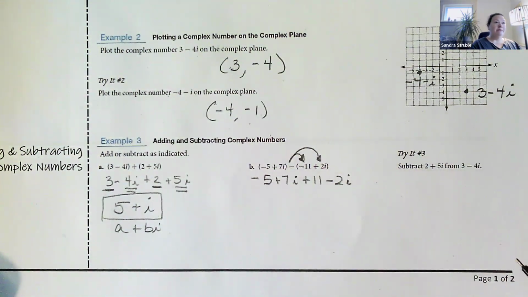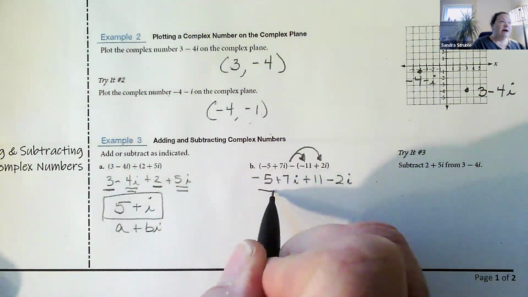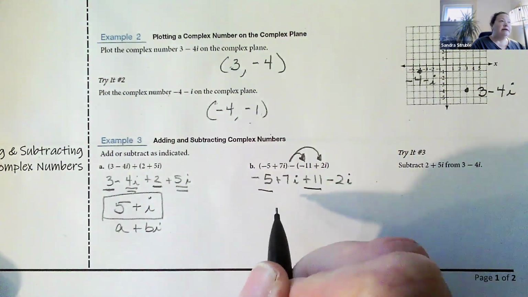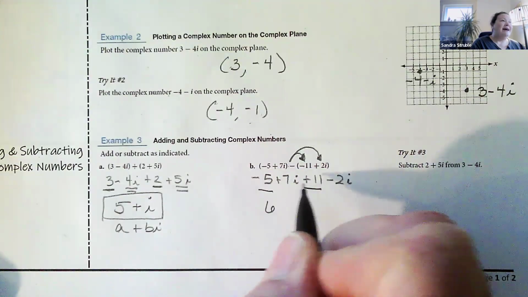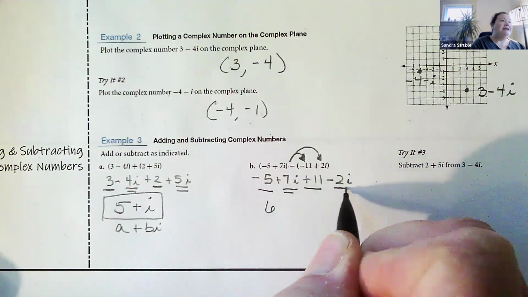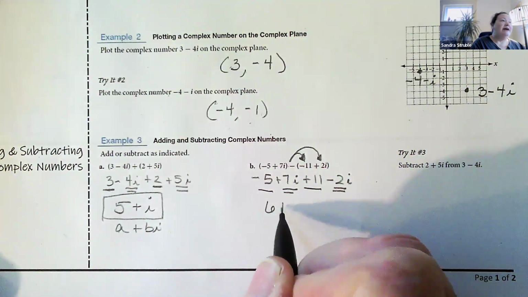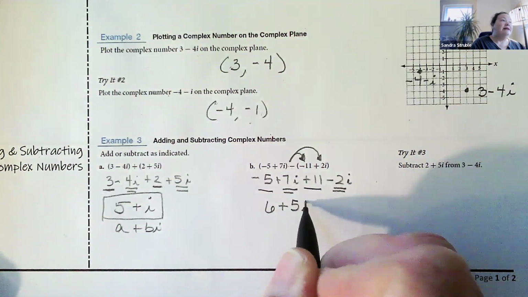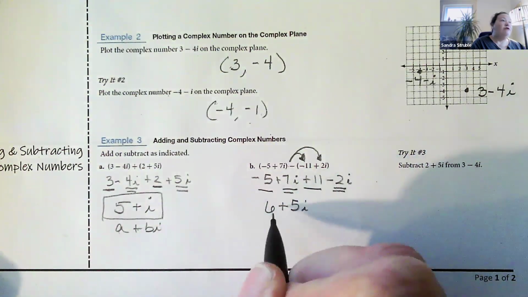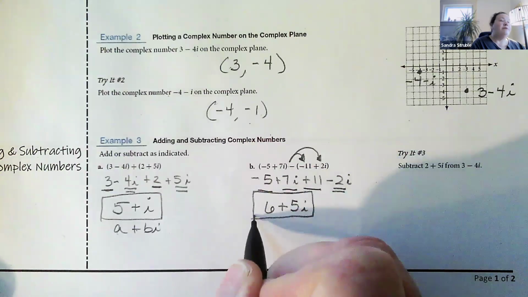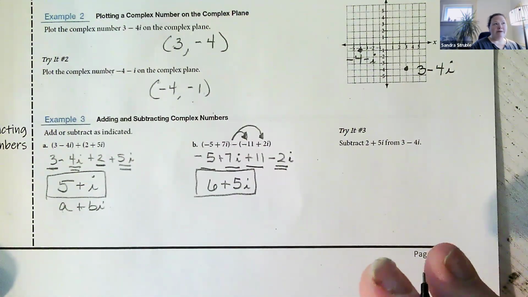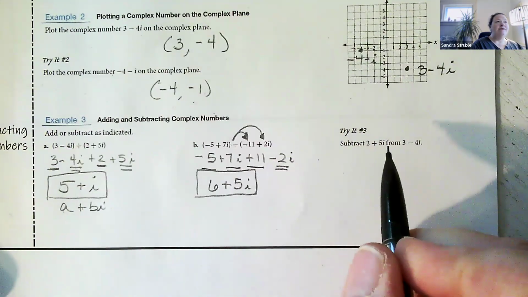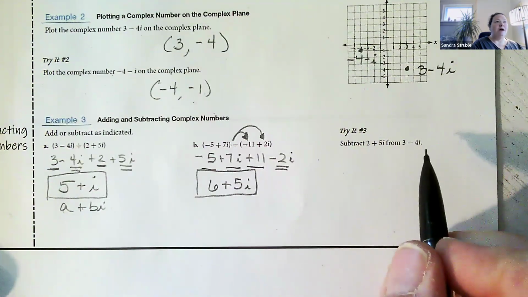All right, now let's just combine our like terms. Negative 5 plus 11 is 6, yeah, 6, sorry. And then 7i minus 2i is 5i, and it's positive. Again, I've got it in a plus bi format, so that is standard format. The next one can be a little tricky if you don't think of how they have it phrased. It's not 2 plus 5i minus 3 minus 4i.